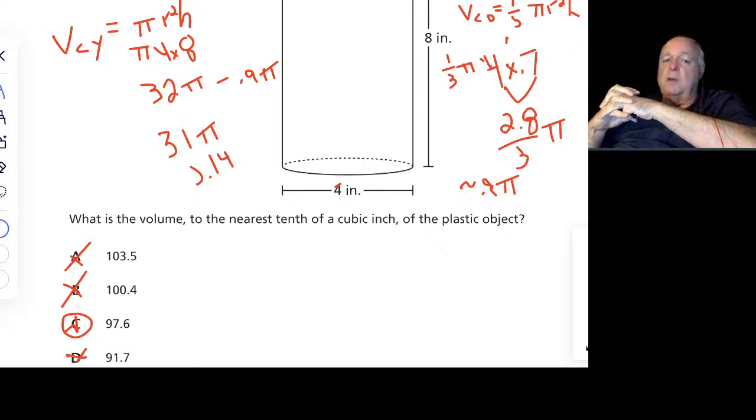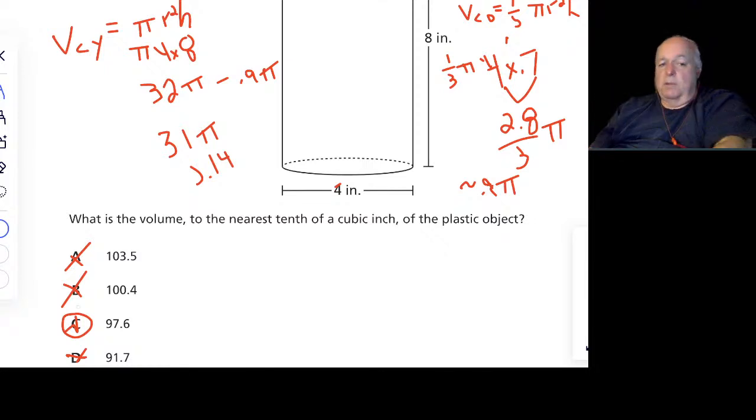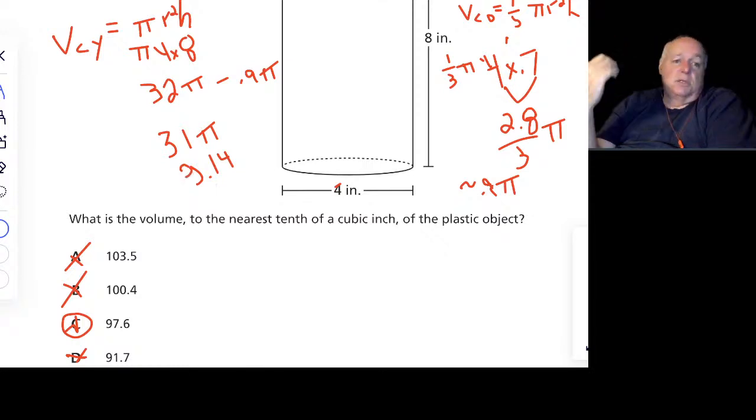So if you use 3.14, you probably will not get 97.6. But if you use something like 3.14159 or whatever, you probably will. But who wants to sit during a standardized test and actually multiply 31 times 3.14159 or whatever? So that's the trade-off there. So you should use both ways. You should try to solve it with the multi-digit multiplication, at least using 3.14, and you'll get very close.